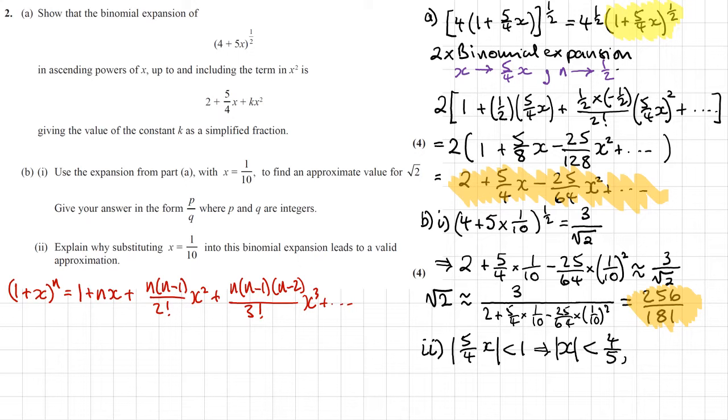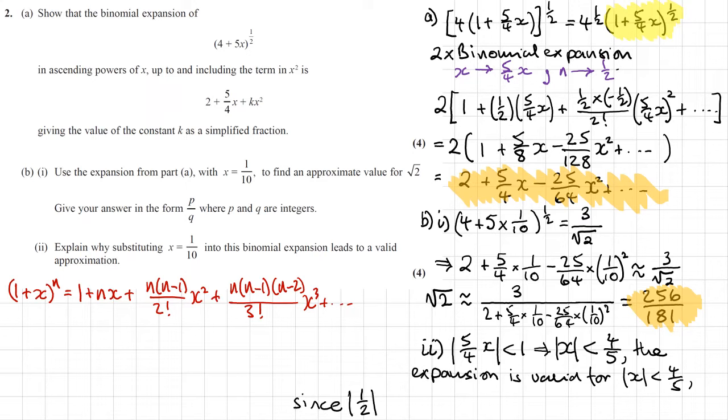In other words, the expansion that we did is valid for the modulus of x is less than 4 over 5, and then we can say that since our 1/10 is in that range, which we could write as the modulus of x is less than 4/5, the expansion is valid.